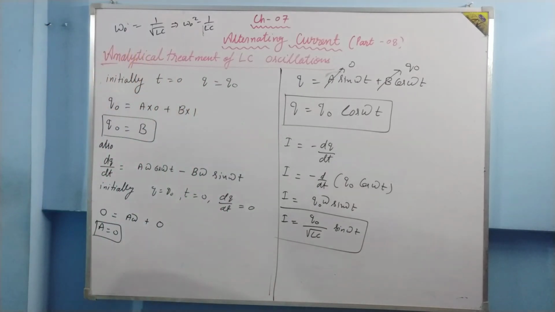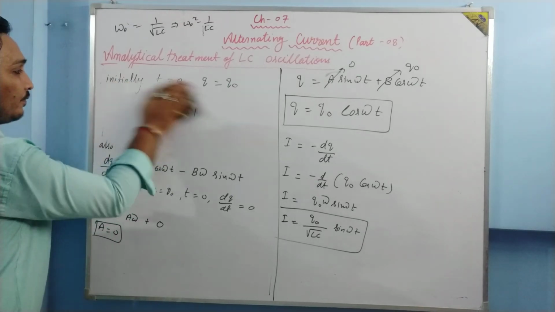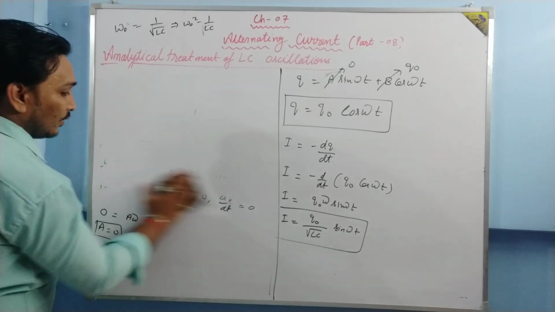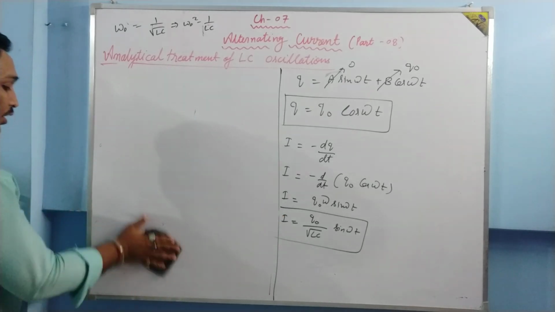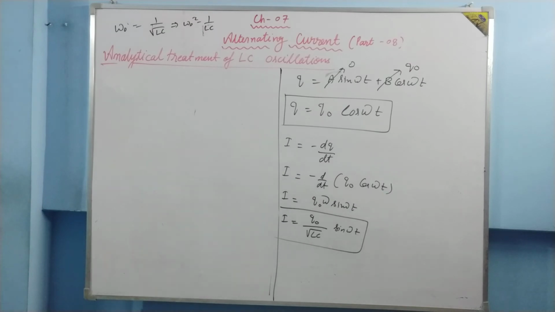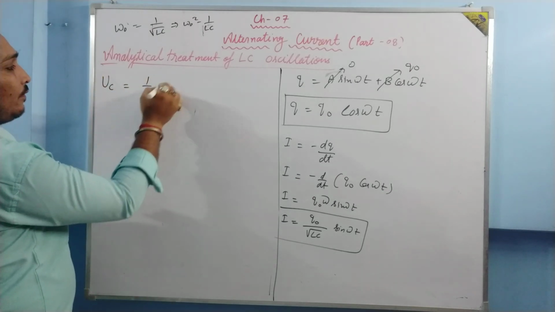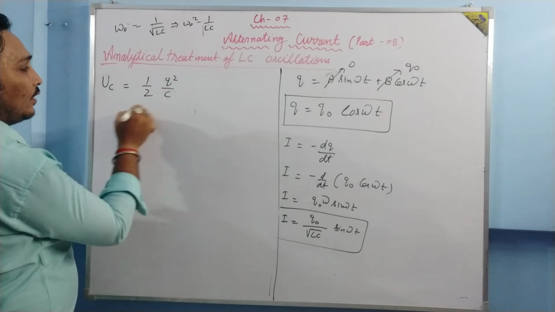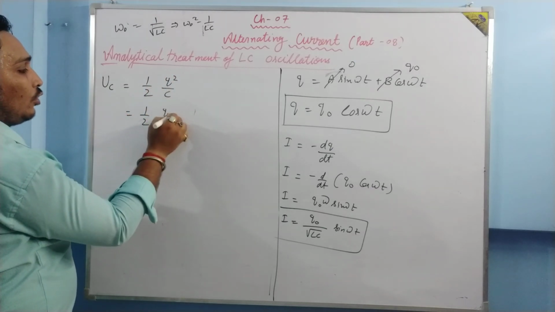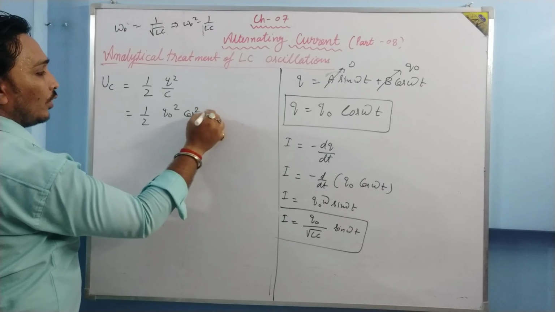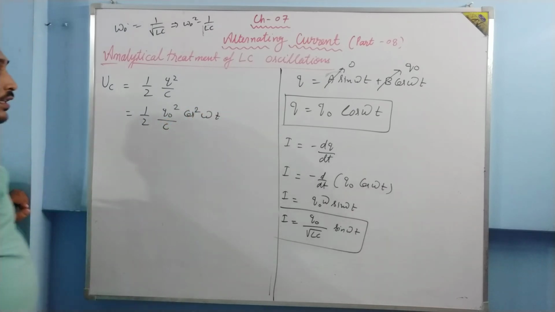So this is the value of current. As you can see, current is also in terms of sine, so it is also varying in terms of sine. Charge also varies, current also varies. So energy of the capacitor will also change. How? Energy of capacitor at any point of time is half Q square by C. Just put the value: half Q naught square cos square omega t upon C. This is the energy of the capacitor, right?